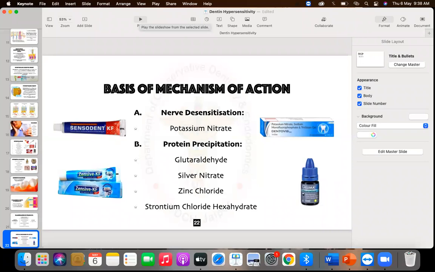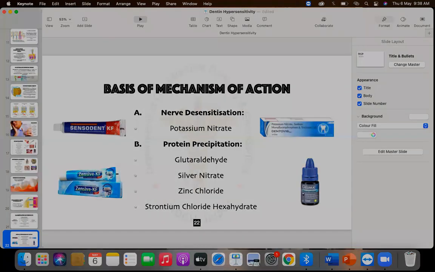At least you know that potassium nitrate desensitizes the nerve, and glutaraldehyde, or Gluma desensitizer, very widely used, what does it do? It precipitates protein and then occludes. So these are important things that you should write down in your exam. Don't have to worry about the in-depth mechanism of these products, right?